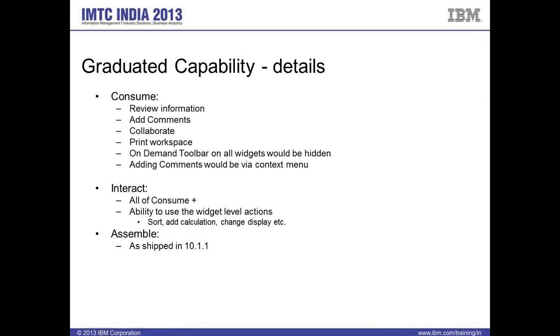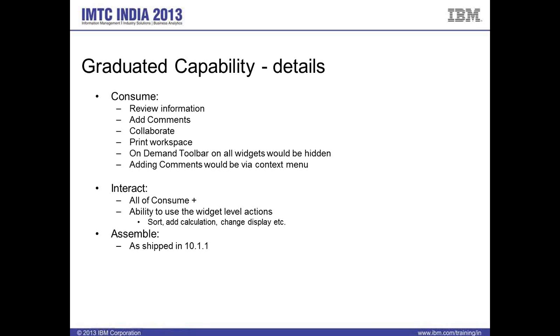So just to take a detailed look at what each user is capable of, the first capability is consume. In consume, users can review the information, they can see whatever content is already available on the dashboard, and they can use it for their personal analysis. They can add comments, so they can collaborate with other users using comments. For users who are familiar with Cognos Workspace, a user with the consume capability will not get the title bar or the widget level action buttons.